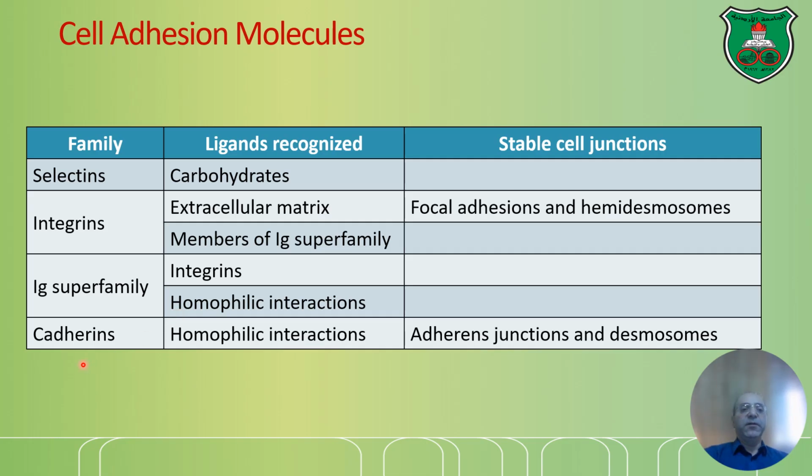And we have cadherins. Now, integrins, we talked about them before. And cadherins also do homophilic interactions. You know, integrins exist in focal adhesions and hemidesmosomes. And we talked about cadherins. You know, they exist in adherens junctions and desmosomes. But let's talk about selectins first.